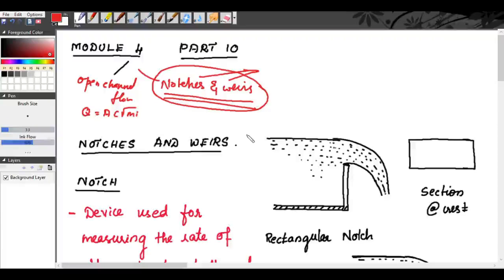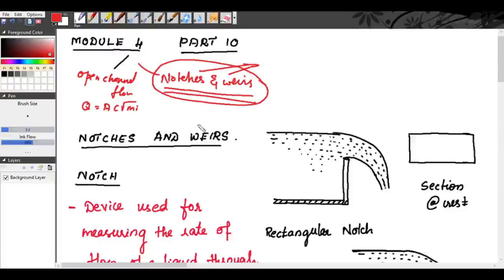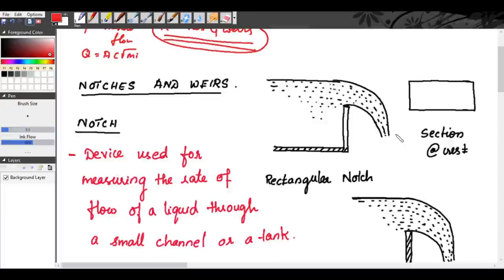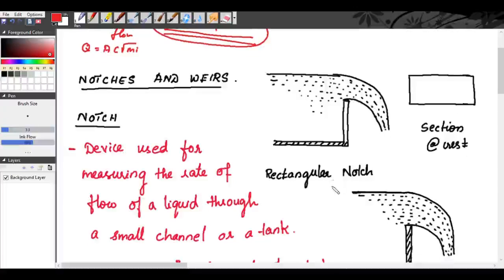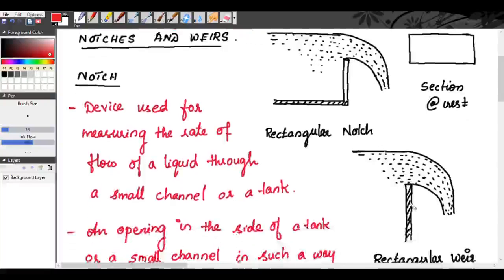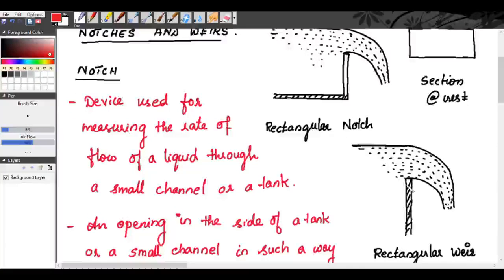Already we have seen some measuring instruments like a pitot tube, then venturi meter, orifice meter, orifice, etc. Now we are studying notches and weirs. First of all, you can see here the diagram. This is called a notch, a rectangular notch. Above this, the water flows. This is a rectangular notch. And this is a rectangular weir.